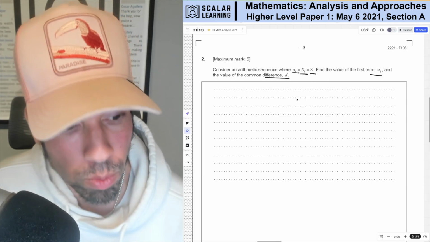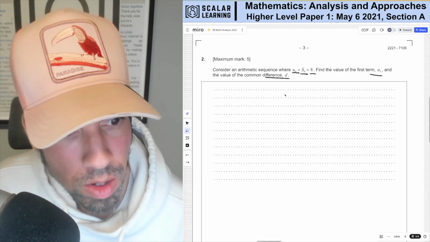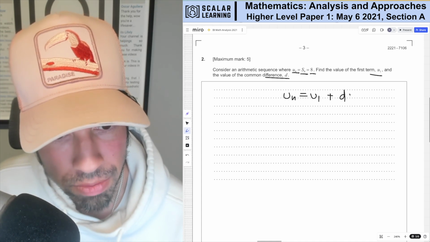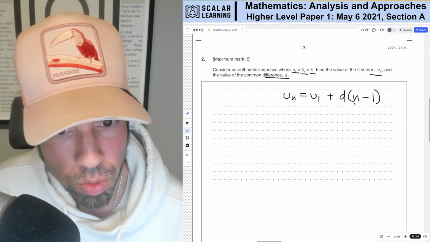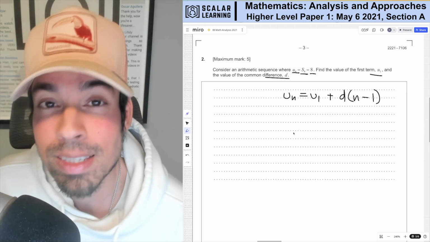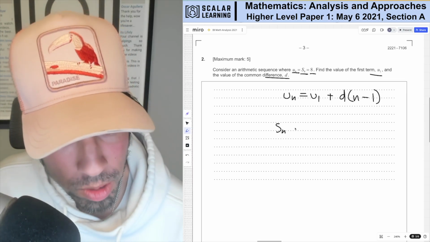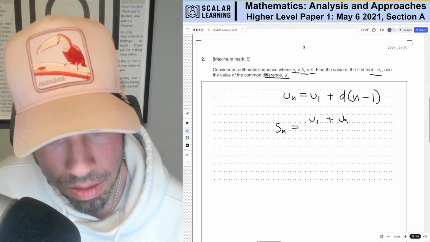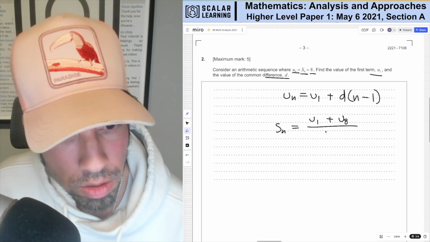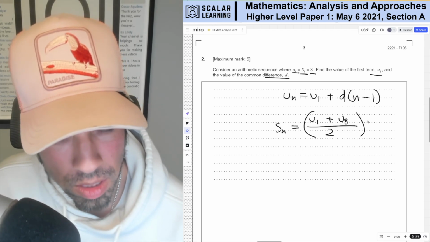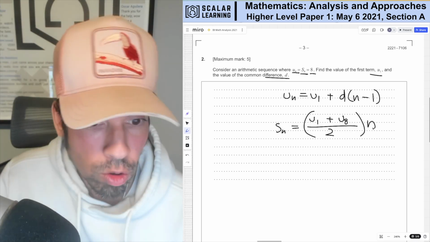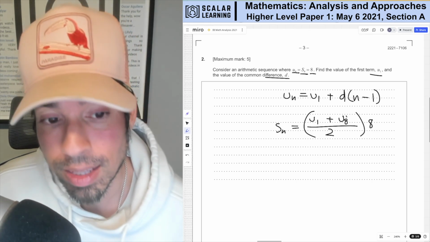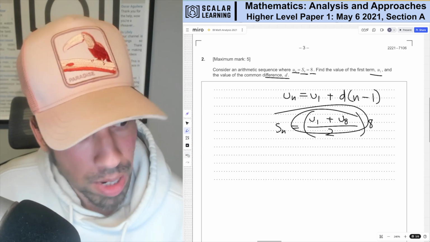Okay, I'm going to start off with my arithmetic sequence formula, which is going to be u sub n is equal to the first term plus my common difference times n minus 1. And I know the 8th term is 8. And then my summation formula is going to be the first term plus the 8th term over 2 times n. And actually we know what n is, my bad. n is 8. So you basically average the first and the last, divide by 2, and then multiply by the number of terms.